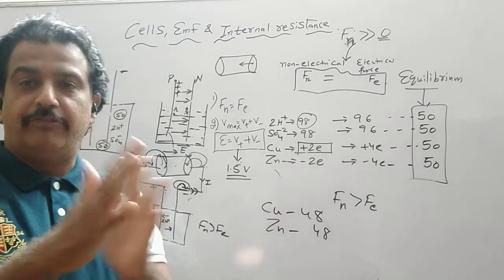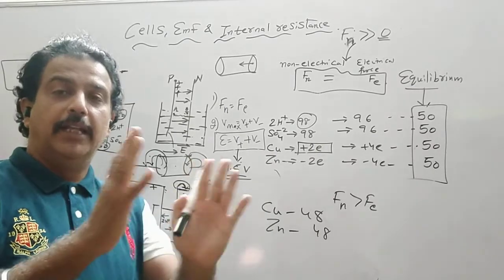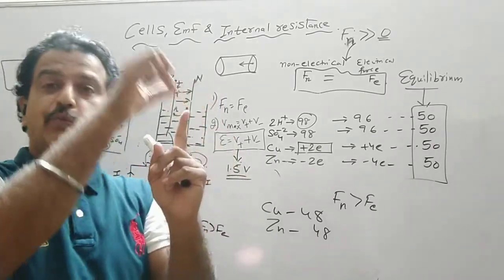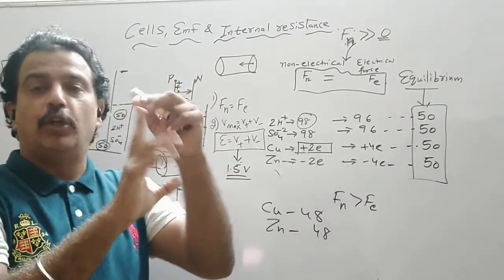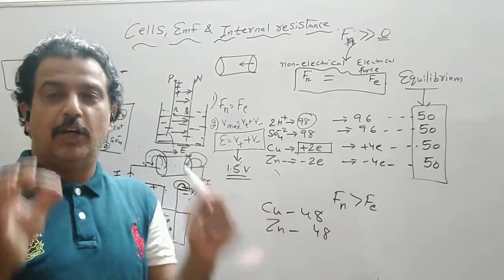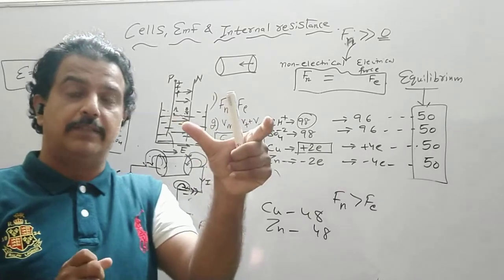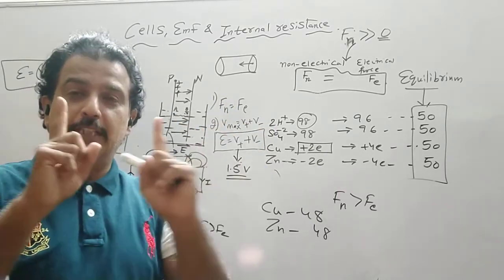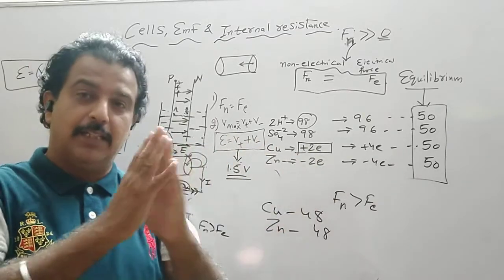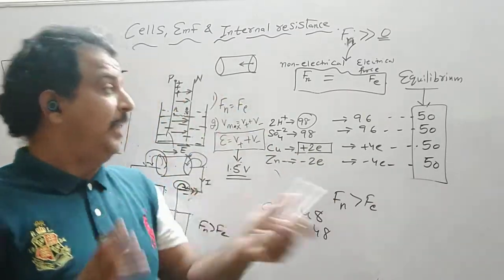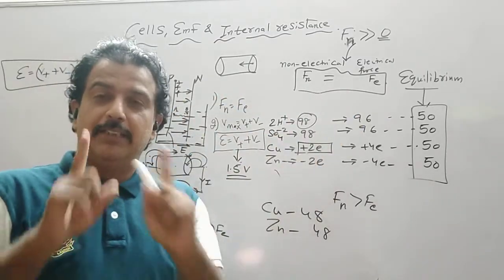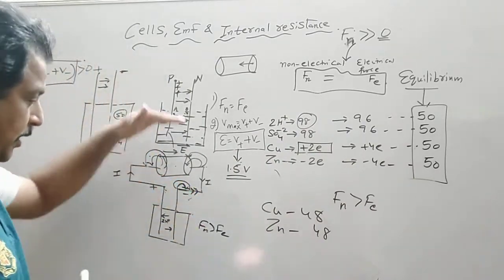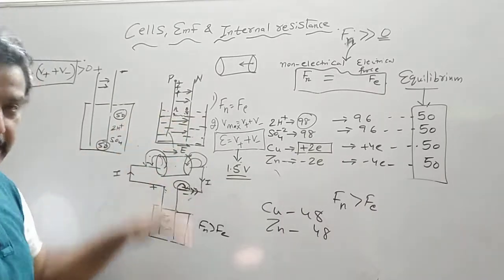There is no motion of ions inside the cell, and the potential difference is that one rod is fully positively charged, the other rod is fully negatively charged. Now if I have to measure the potential difference between these two electrodes when the motion inside has stopped, or when Fn is equal to Fe, that potential difference is maximum. Now this potential difference we will see will keep on decreasing.